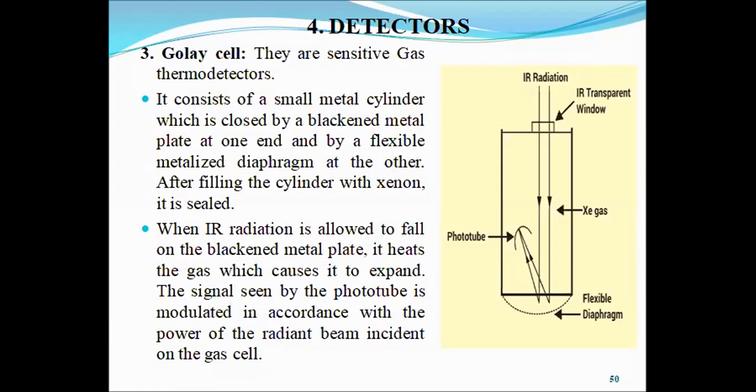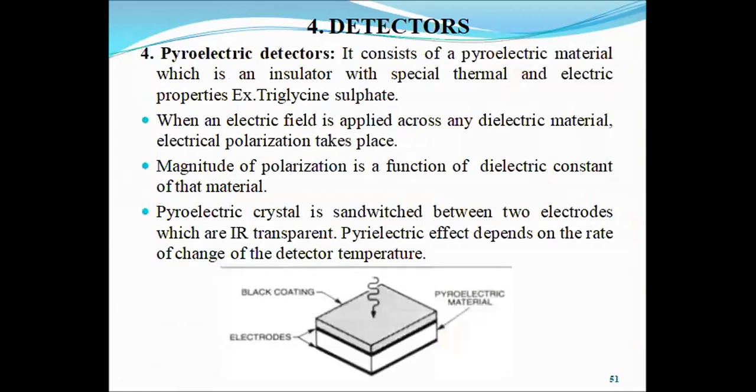This is how the Golay cell works. Next, the last one was the pyroelectric detector. A pyroelectric detector consists of a pyroelectric material, which is basically an insulator with thermal and electrical properties, for example, triglycine sulfate. Whenever an electric field is applied across any dielectric material, electric polarization takes place. So this is how it is placed.